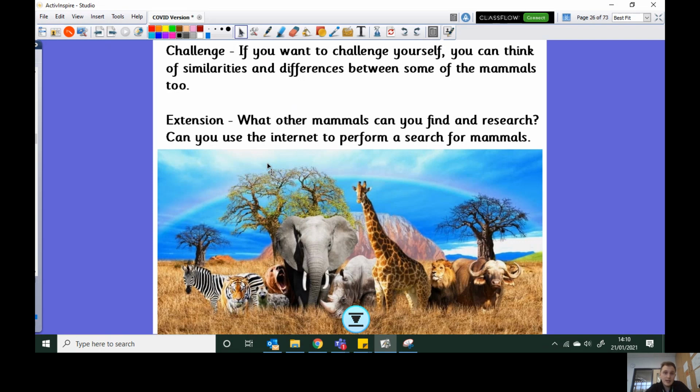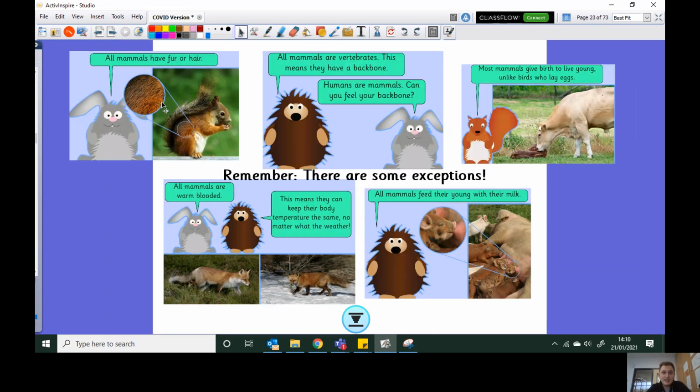I would love for you to find out what other mammals you can find. So can you find and research? Maybe you could use the internet to perform a search for some mammals. We know that we are a mammal. Remember those things that it needs to be a mammal. I'll flick back. It needs to have fur or hair. It needs to have a backbone. It needs to give birth to live young, unlike birds who lay eggs. They're warm-blooded and they feed their young with their milk.